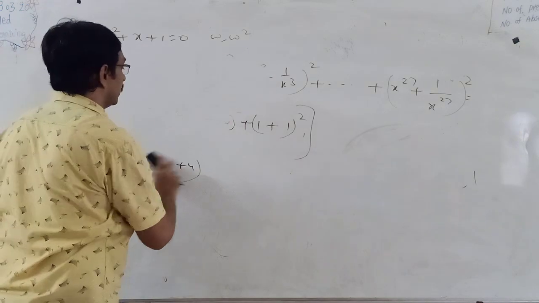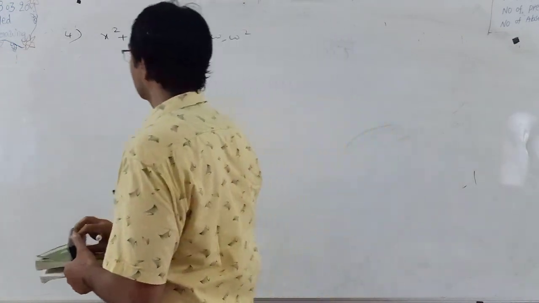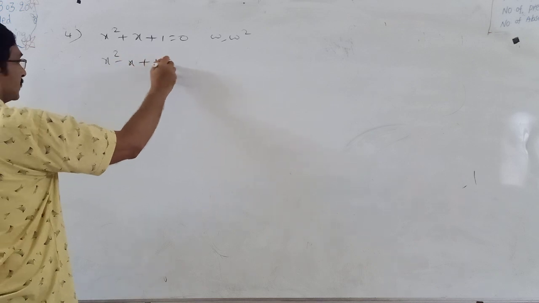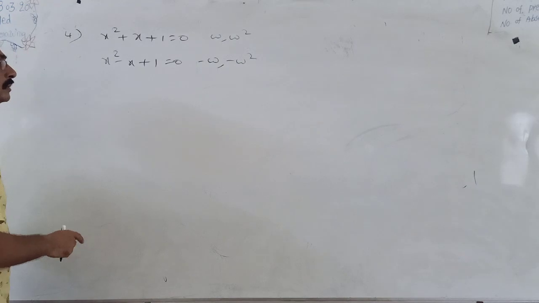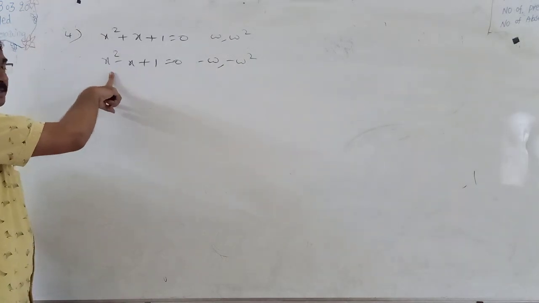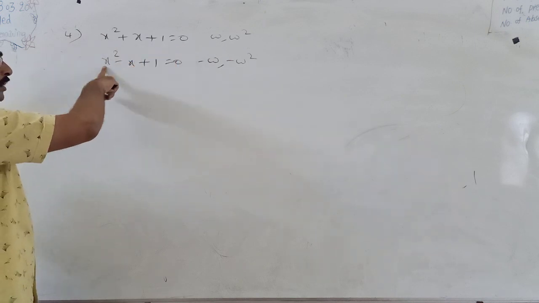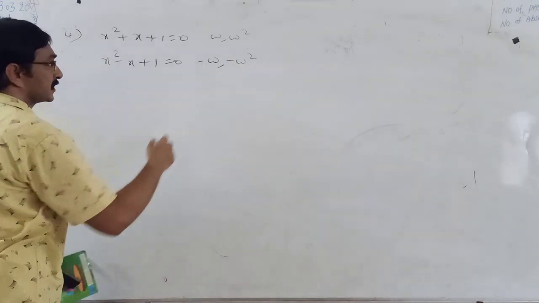Remember, roots of x square plus x plus 1 equal to 0 are omega and omega square, and also roots of x square minus x plus 1 equal to 0 are minus omega and minus omega square. Because if this is f of x, this is f of minus x. Roots of f of x equal to 0 are alpha comma beta. Roots of f of minus x equal to 0 are minus alpha comma minus beta.